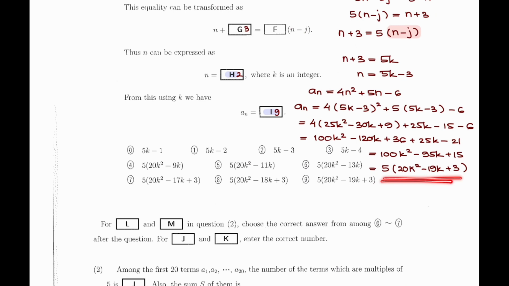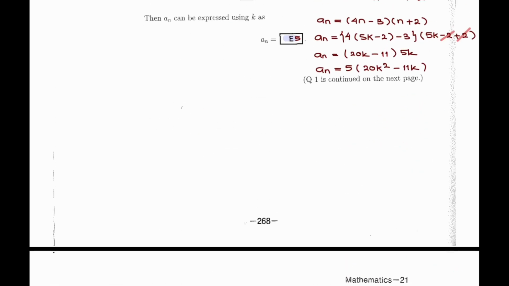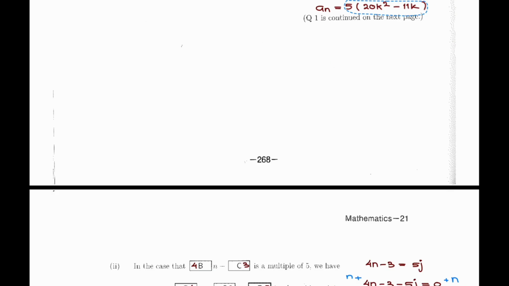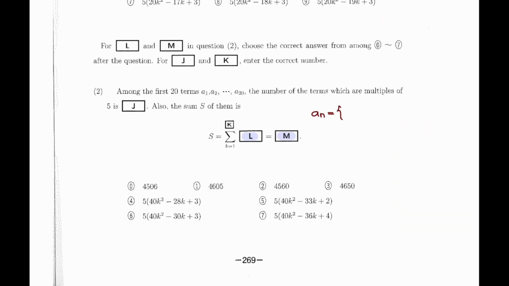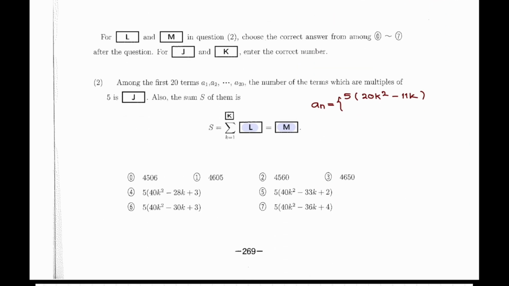This is my expression for a_n. Let me write down first. a_n is either the first one, 5 open bracket 20k square minus 11k, either this one or this one. This is the second one. So I can write down a_n like this.